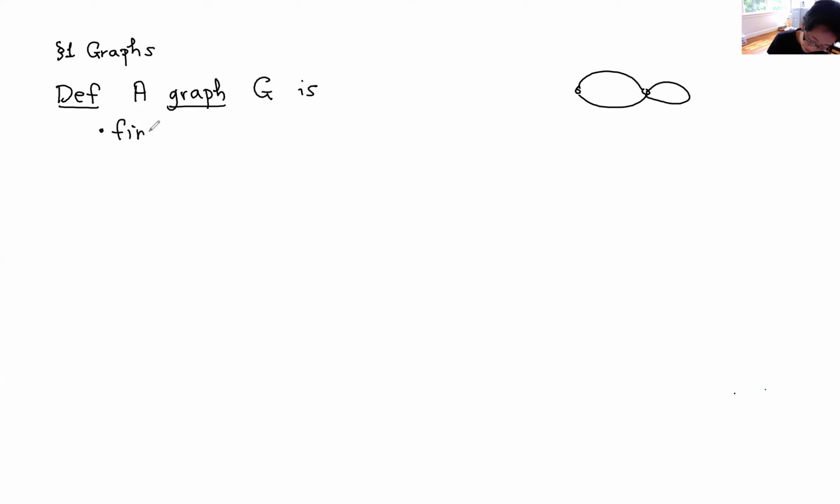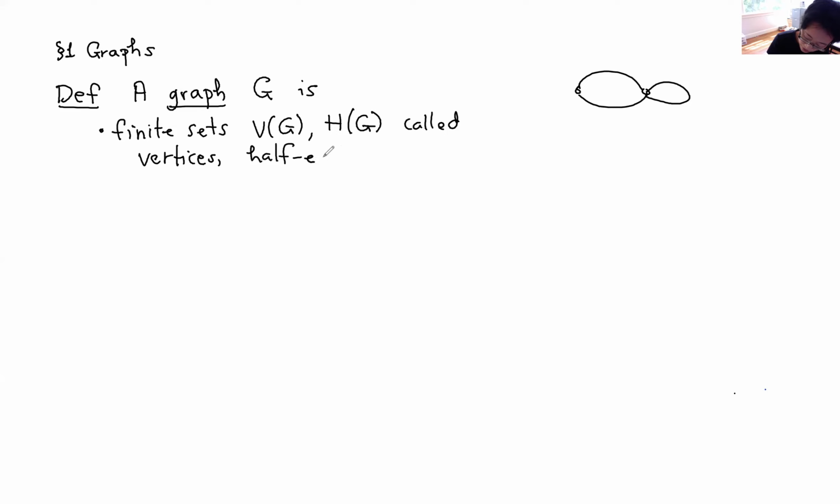Okay, let's start with the combinatorics of graphs. So the first thing I'd like to do is to define what a graph is for me. So usually one draws pictures of graphs like this, say. Let me define it like this. It's the data of finite sets, V of G and H of G. These are called vertices and half edges. The set of vertices of G and the set of half edges of G, respectively. And the data of how these all glue together.